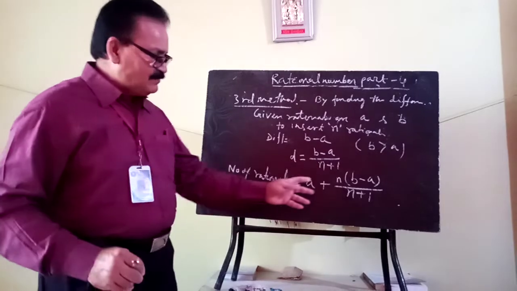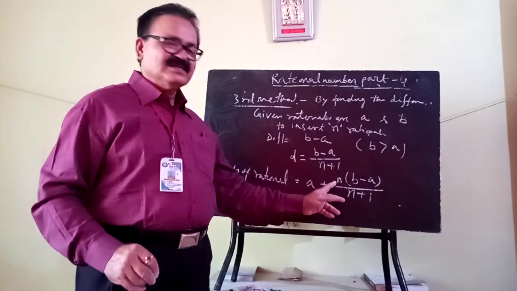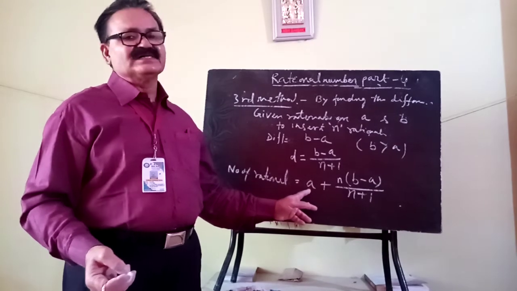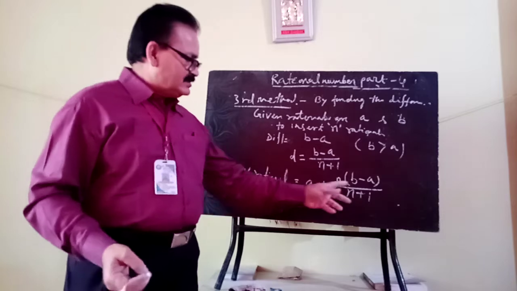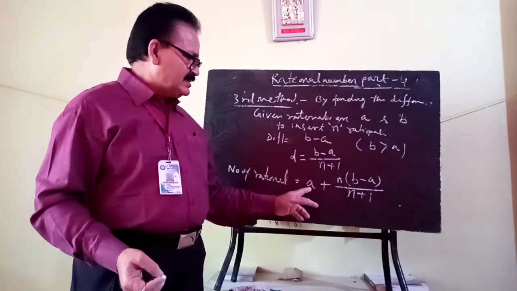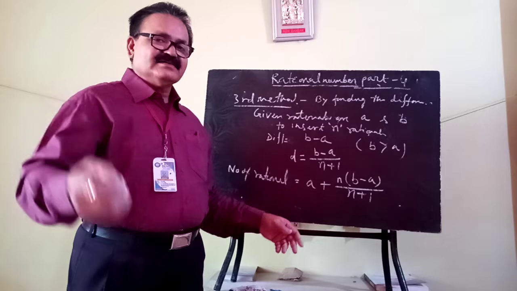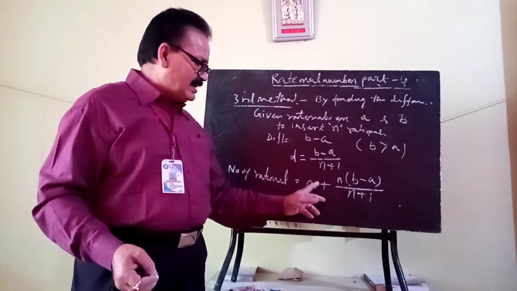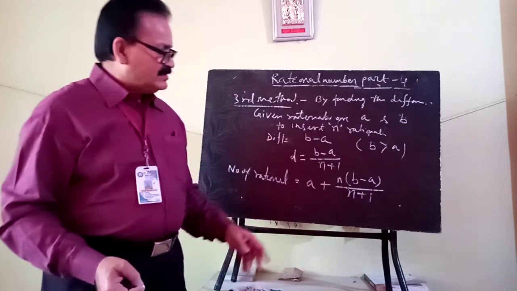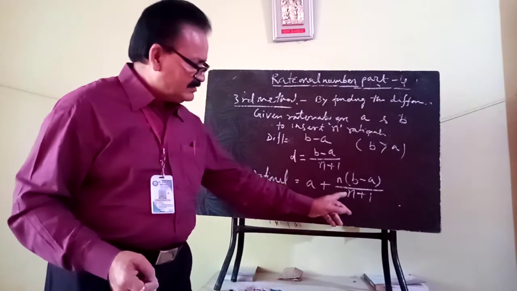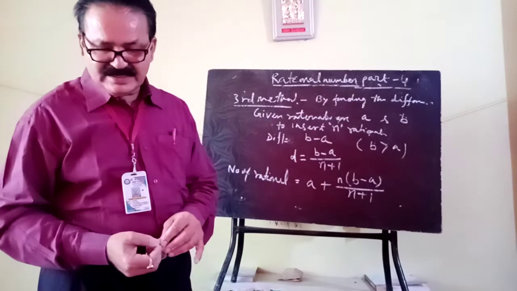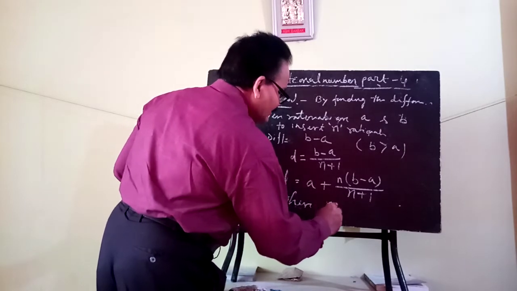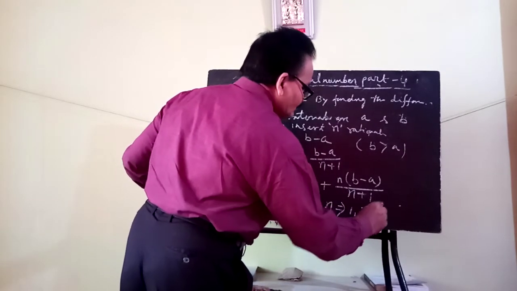In this way, by putting different values of n, you are able to get your answer by adding this ratio with your first. Here, for finding the consecutive rational number, you are multiplying with n. So A plus n into the difference of second and first divided by n plus 1, you will get your value, where n stands for 1, 2, 3, like that.